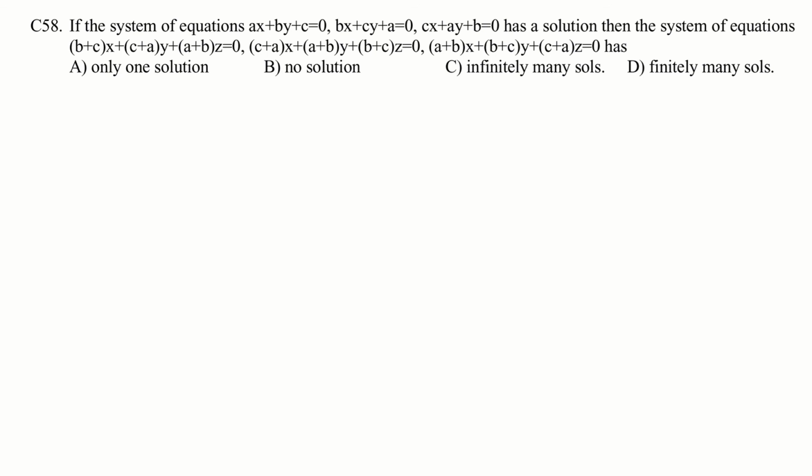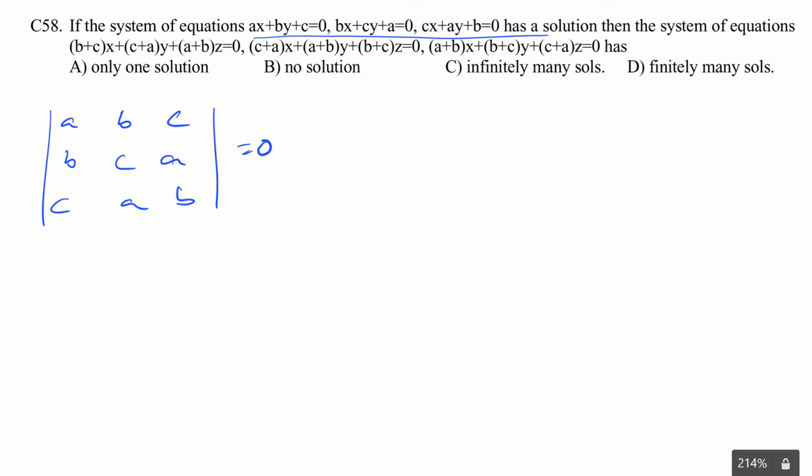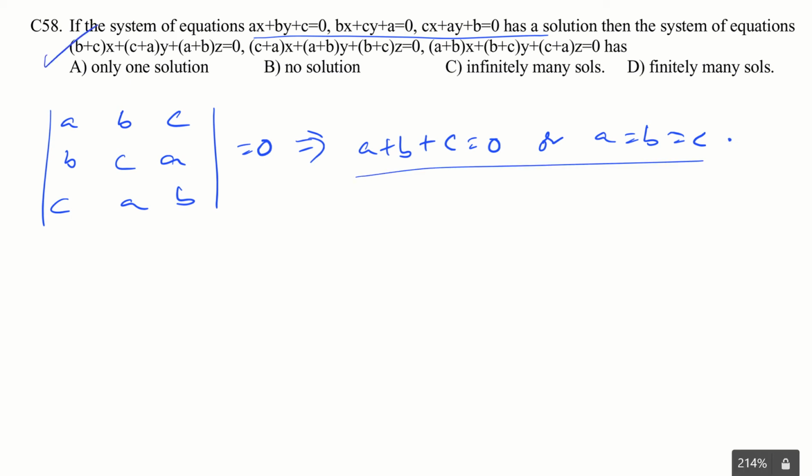In this problem, it is given that the system of equations has a solution. Therefore, I have the determinant |A B C; B C A; C A B| equal to 0. So, we know that if we expand the determinant, we will get either A + B + C = 0 or A = B = C. Now we have to comment on the second system with the help of this information.